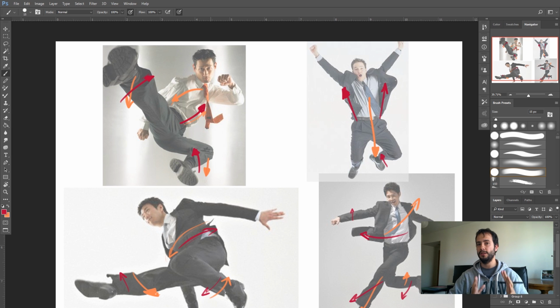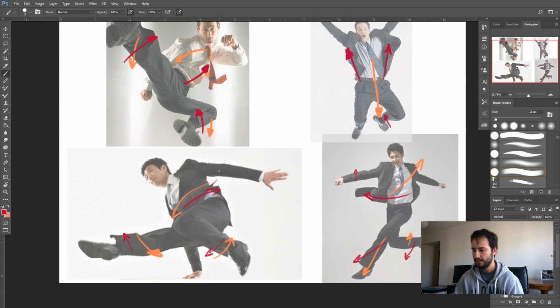Because he's falling, but the clothes are still going up from the initial movement of jumping. So apparently that's how you take a picture of someone in the air with really flowy and baggy clothes. This is the same, super simple. He's falling, but everything is going up from the fall.